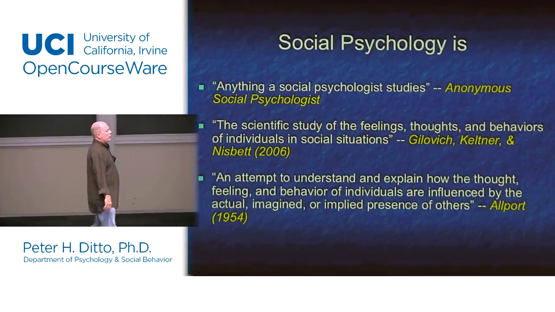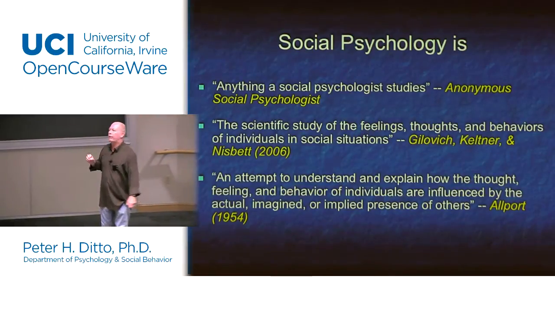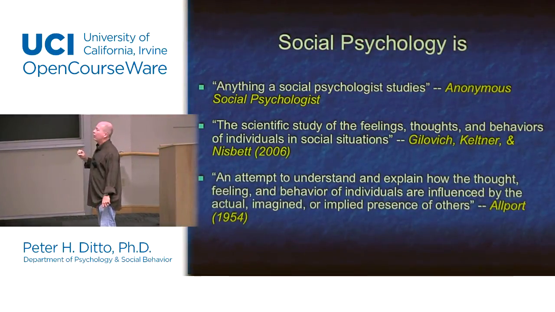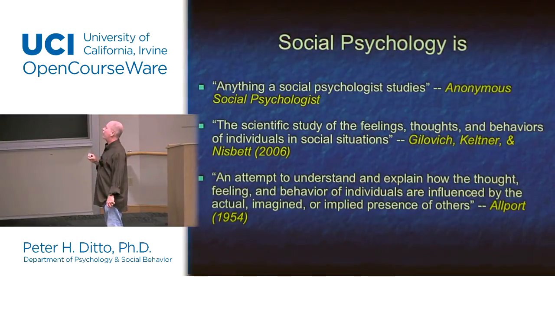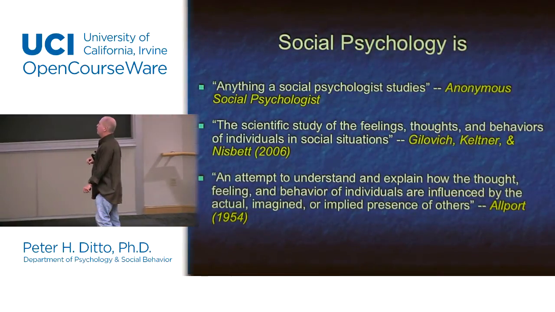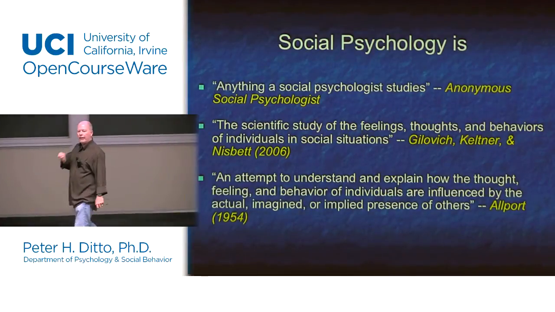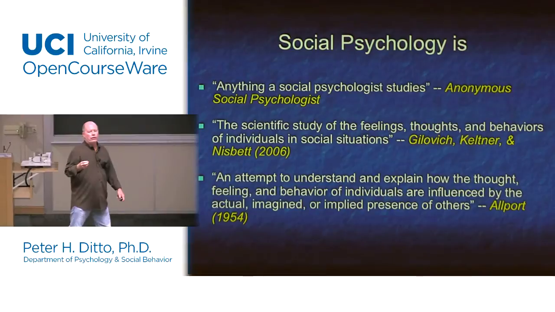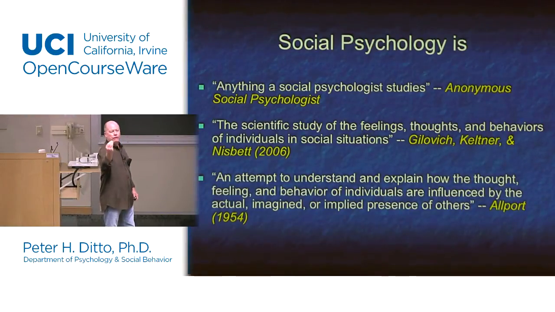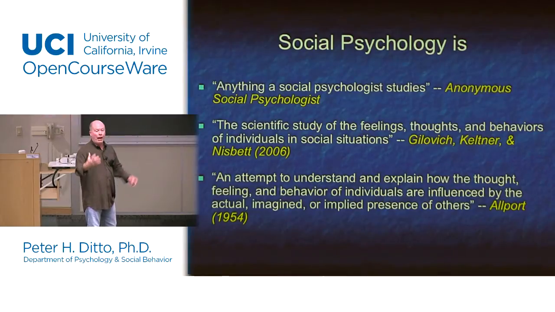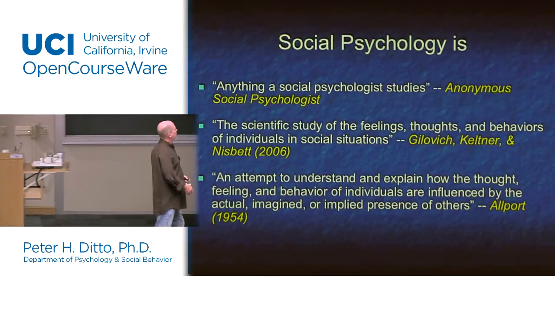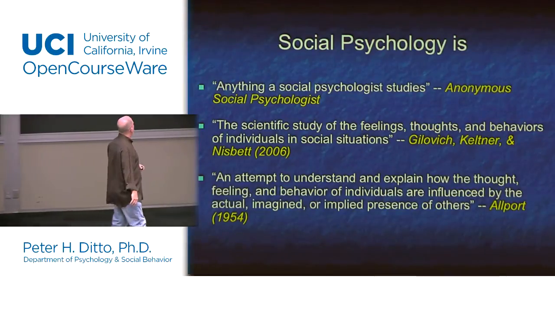A somewhat more interesting and classic definition comes from one of the originators of the field, Gordon Allport, who in his 1954 book described social psychology as an attempt to understand and explain how the thought, feeling, and behavior of individuals are influenced by the actual, imagined, or implied presence of others. That captures more of how people are affected by the social situation. What you think, feel, and do is affected by actual other people, sometimes imagined other people, or implied other people. How your behavior is affected by the people around you.